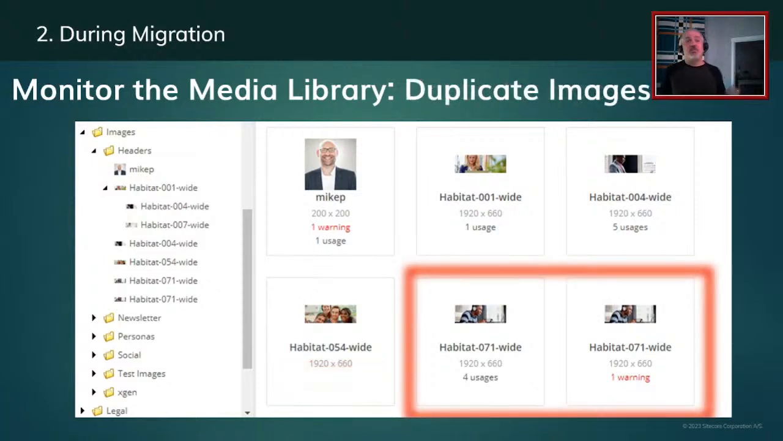And then sometimes authors will add duplicate images just by accident. Reconcile this by getting rid of the unused or the least used image, and then repoint the item to the remaining image using the prompts that come up when you delete it.